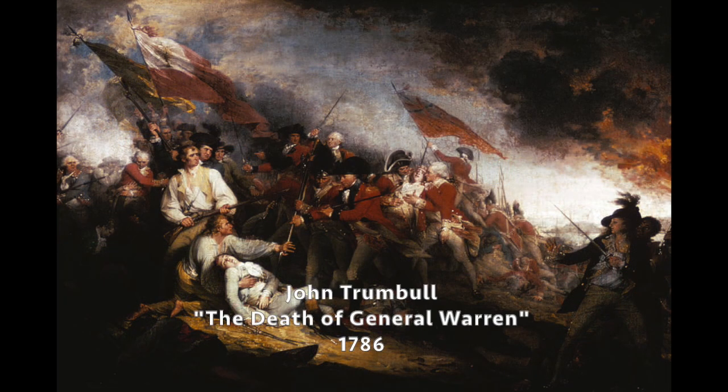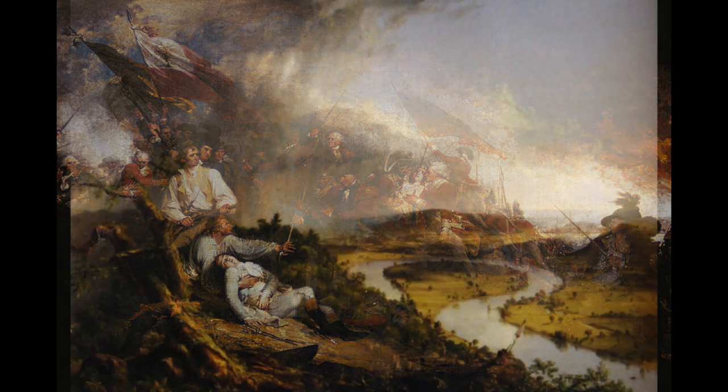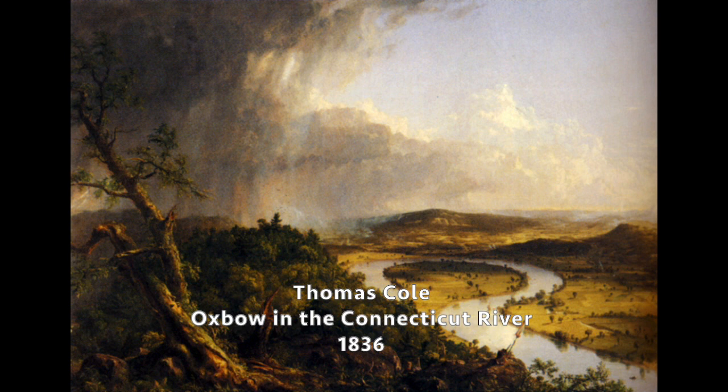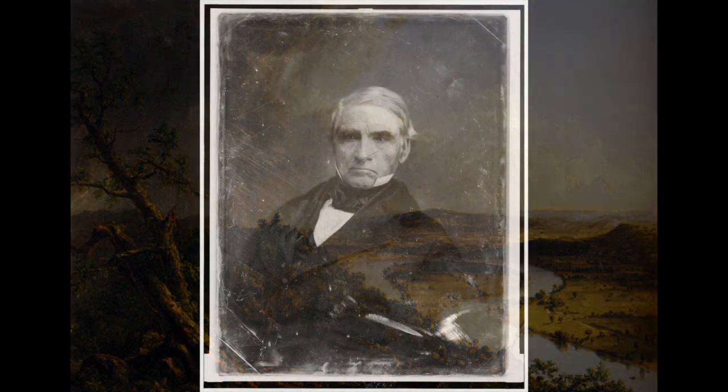When John Trumbull painted The Death of General Warren in 1786, the painting style was pretty classic, but it was an American event. So we're starting to write about our own country or paint about it. Thomas Cole's The Oxbow, on the Connecticut River, celebrates American landforms and American natural viewpoints.